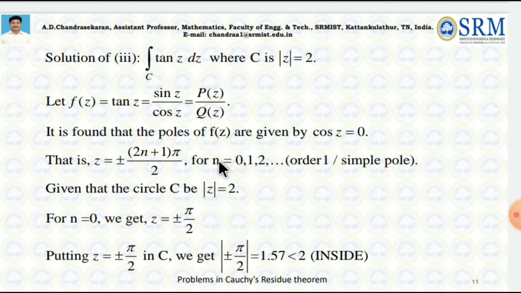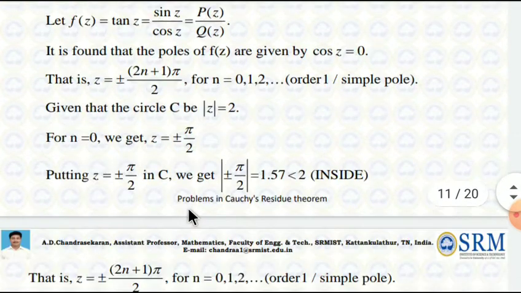So let us consider n equal to 0. We get z equal to plus or minus pi by 2. Pi by 2 value is approximately 1.57. Let us substitute z equal to plus or minus pi by 2 in the circle. That is, modulus of plus or minus pi by 2 is equal to 1.57. It is strictly less than 2. Got it? Now what about when n equal to 1?